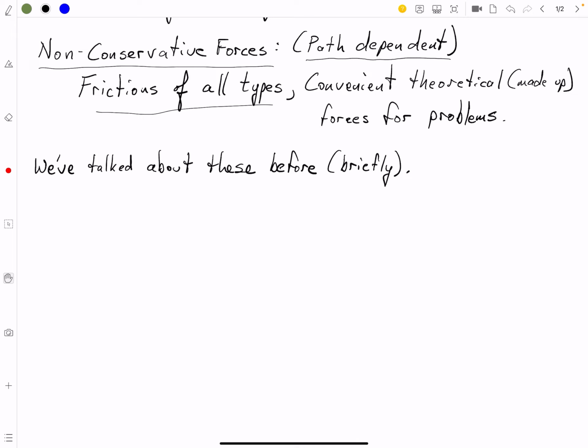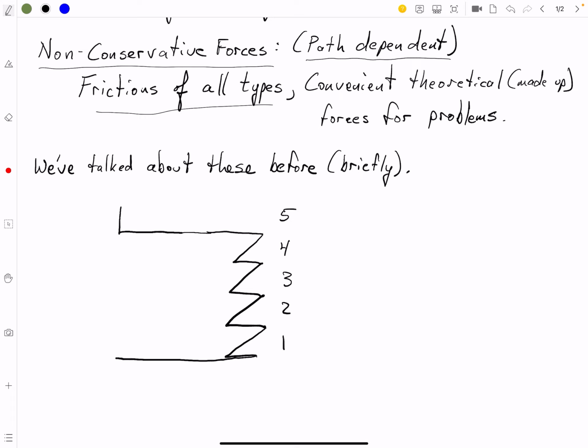Let's say we have an apartment, and in the apartment, it's 5 floors up. There's some stairs. How many is that? Here's 5, 4, 3, 2, and 1. So here's our first floor.